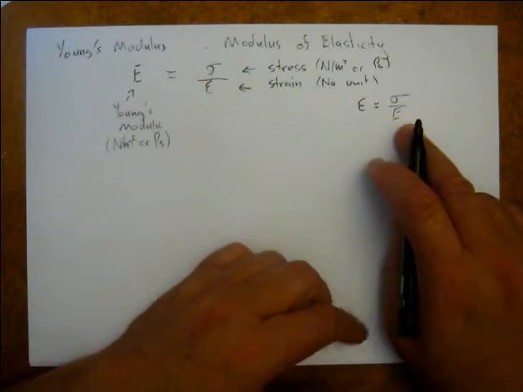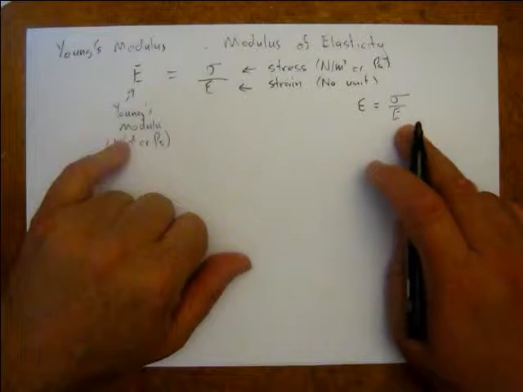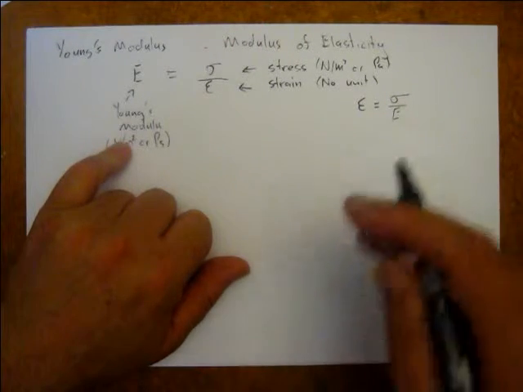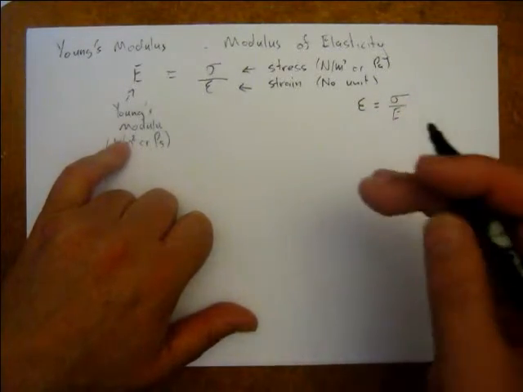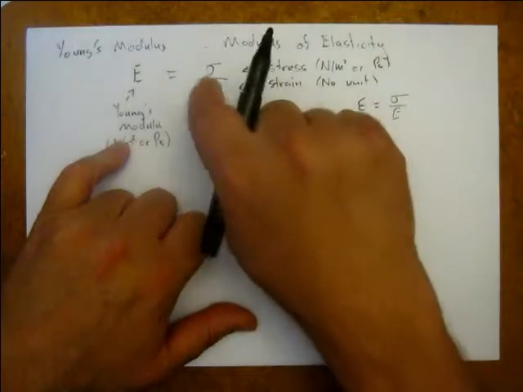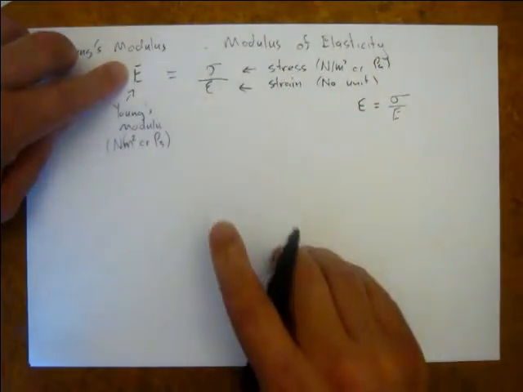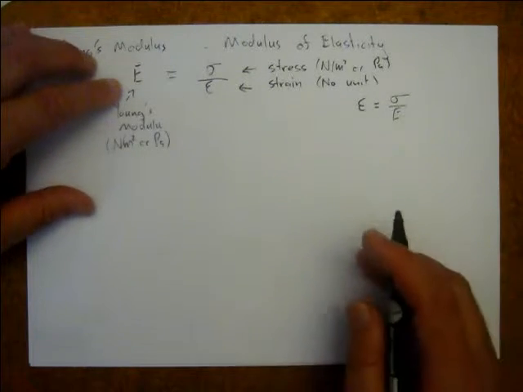So steel or something like that, Young's modulus is going to be in the gigapascals, or hundreds of gigapascals range. Something like a rubber band, maybe in the 100s of megapascals. So the lower that number is, the stretchier the material. The bigger that number is, the stiffer the material.